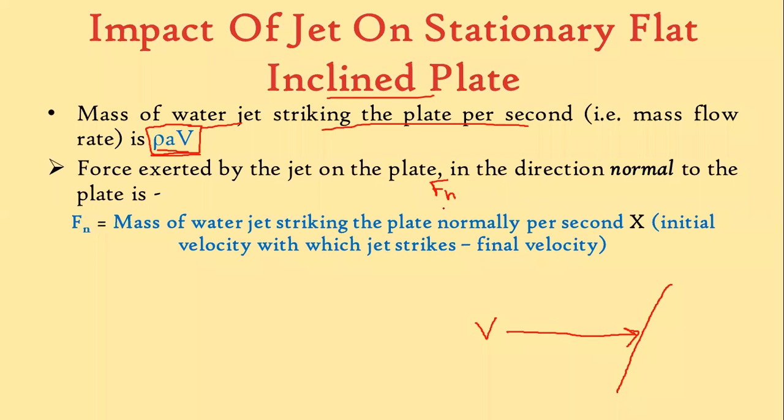Whichever force we find out, which one is it? It is the normal force. So in this case, first we will have to find out the normal force, which is this force Fn. If we find out the normal force, we can find out this Fx force, that is the force in the line of action of the jet.